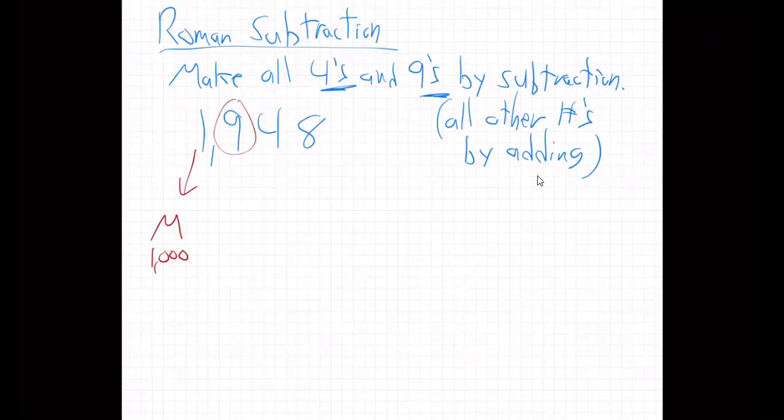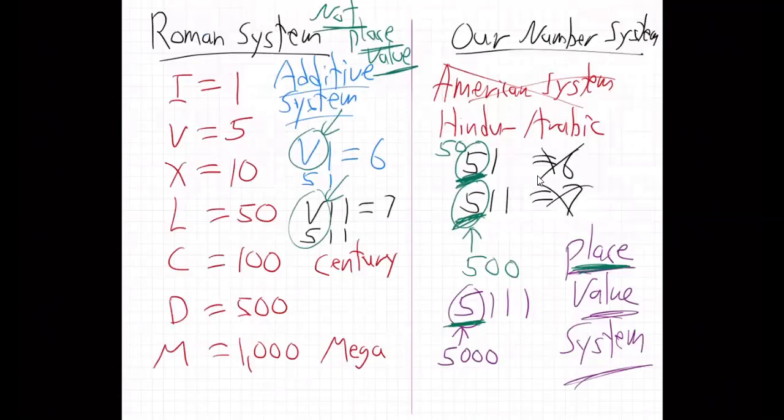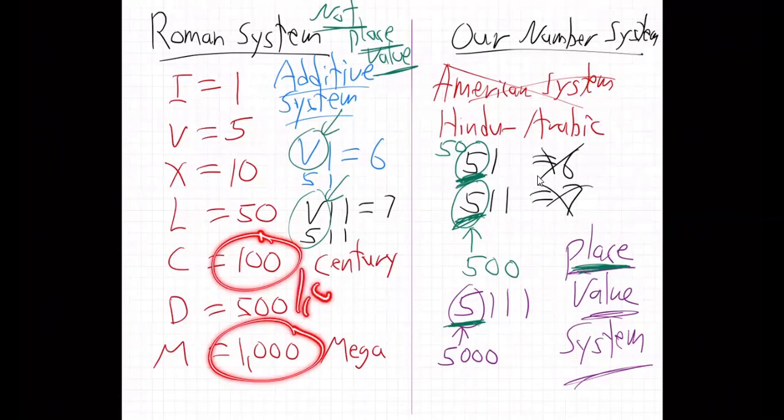Now it's not just 9, it's 900, isn't it? So how do I make 900 by subtraction? I bet you know. Looking at those symbols, how am I going to make 900 by subtracting something from something? CM. Yeah, 100 taken away from 1,000, right? If you take 100, 1,000 minus 100 is 900, isn't it? Right, everybody good with that?